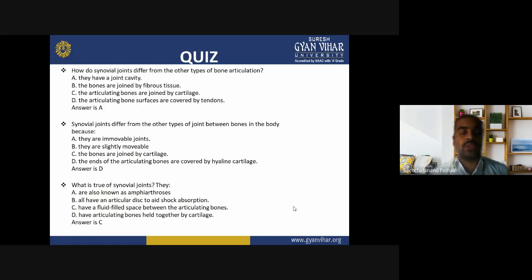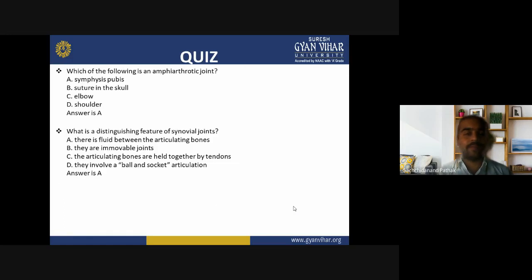What is true of the synovial joints? They are also known as amphiarthrosis. All have an articular disc to add shock absorption. Have a fluid filled space between the articulating bones. Yes, synovial joints have a fluid filled space, like you can see. There are menisci, membrane is there, synovial fluid is there. So answer C is correct.